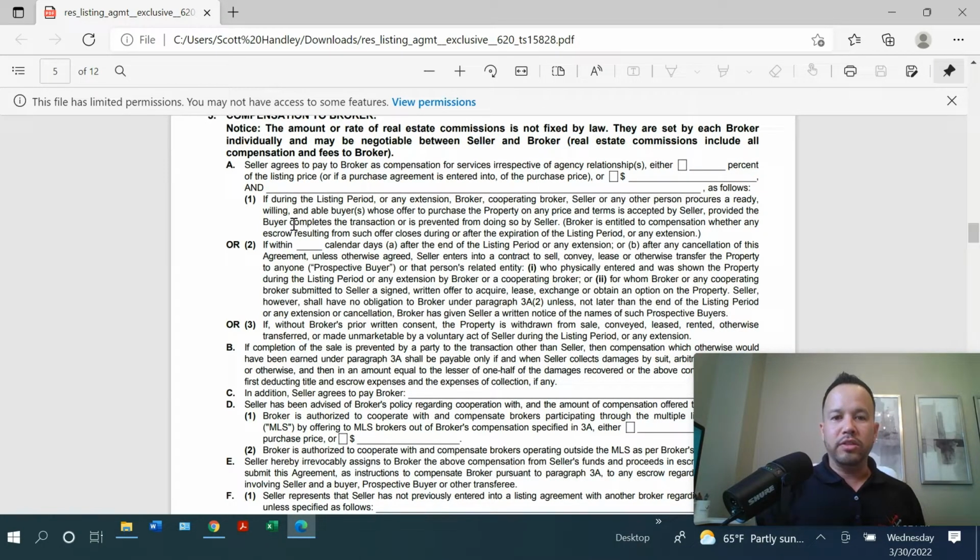When we take a listing, we are taking what's called an exclusive right to sell. We don't take open listings. We don't take any listings but exclusive right to sell, and that's what we are doing here. But this is very important too here.